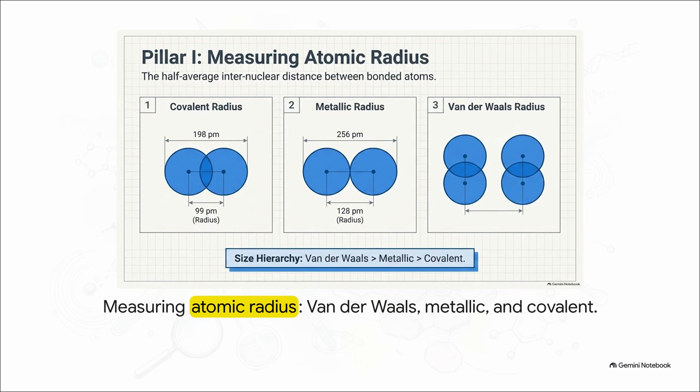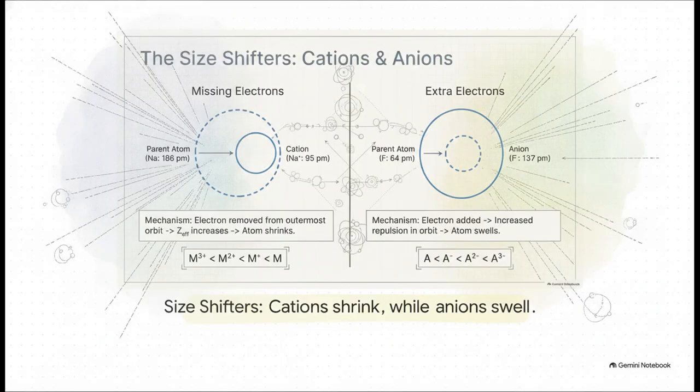Van der Waals interactions are the largest because the atoms just lightly touch. Metallic bonds are a bit smaller because they overlap slightly. And covalent bonds, those are the tightest because the atoms physically overlap to share their electrons. And the crazy thing is, size shifts dynamically the very second an atom gains or loses an electron. A cation, which is an atom that's lost an electron, shrinks dramatically. Why?